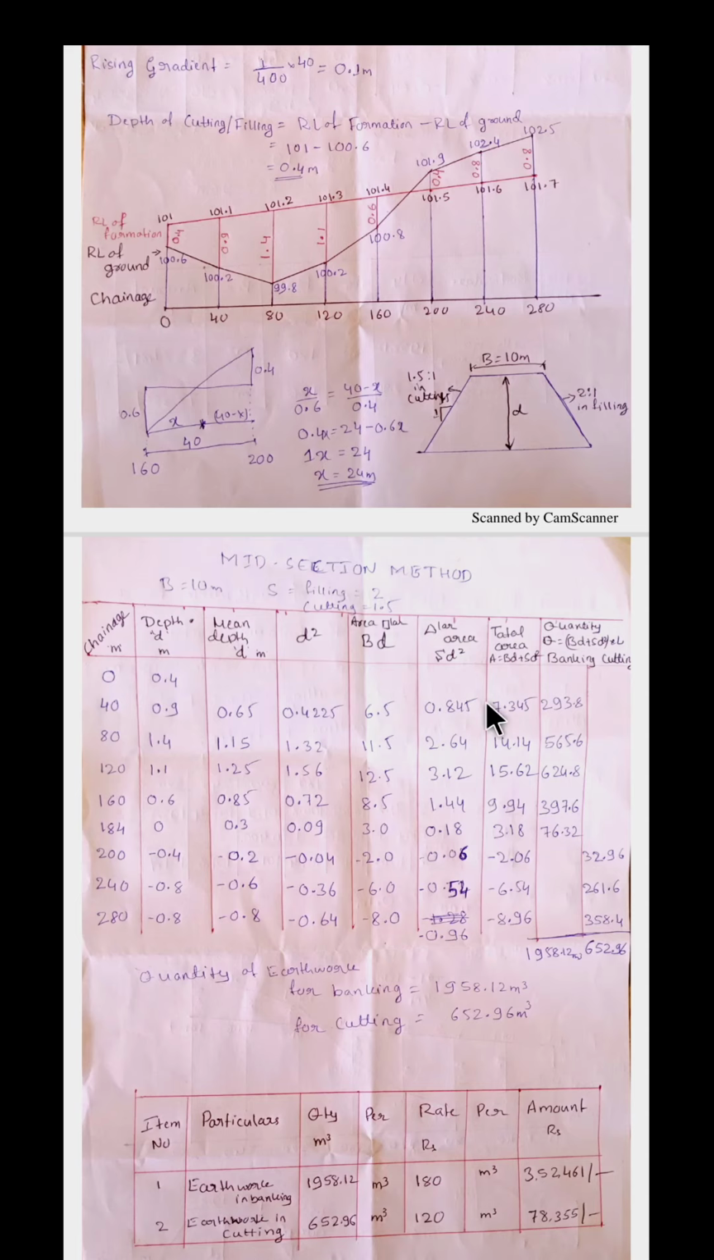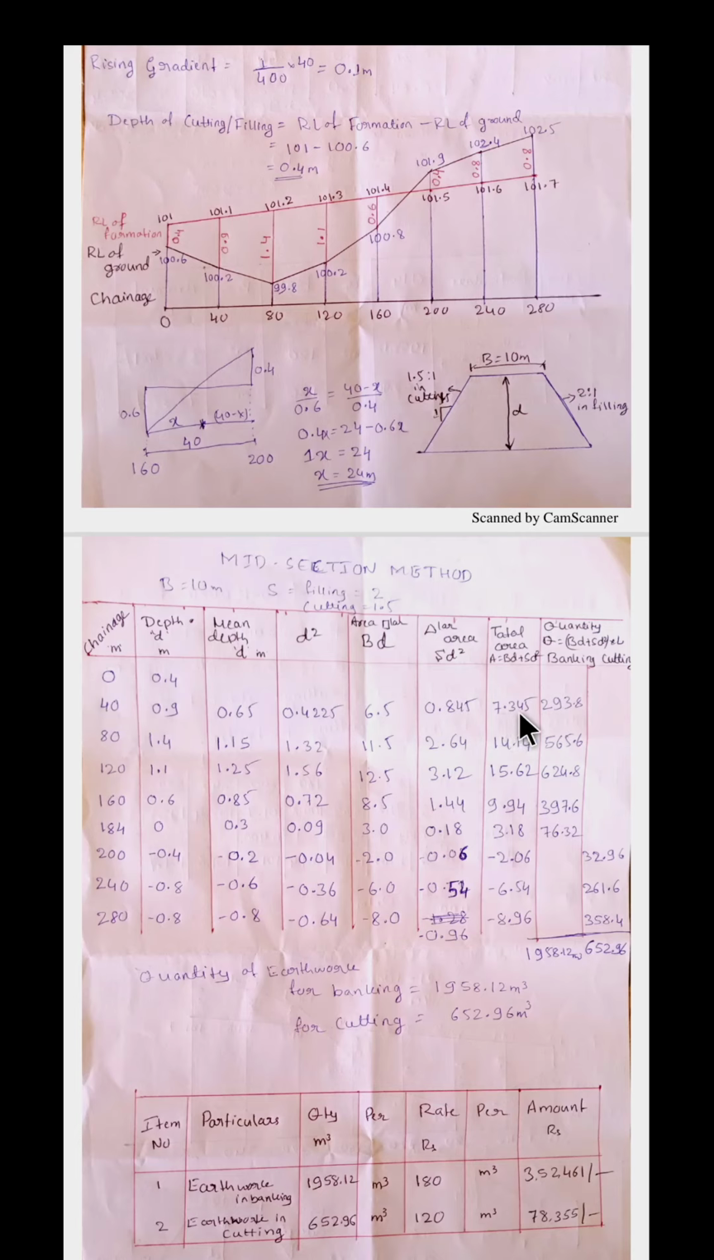Now you add B D plus S D square to get the area. 6.5 plus 0.845 it is 7.345. 11.5 plus 2.64 it is 14.14. 8.5 plus 1.44 it is 9.94. Minus 2 plus minus 0.06 is minus 2.06. Minus 6 plus minus 0.54 it is minus 6.54. So you get the total area. Now the quantity: just multiply the area with the length. The length is 40 meters, from one chainage to the next it is 40 meters.